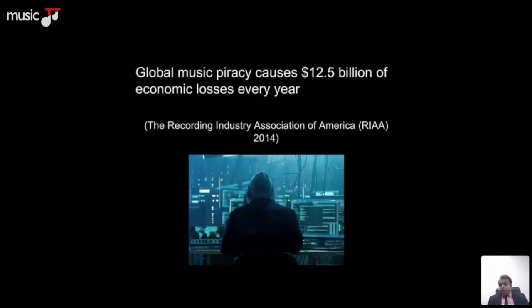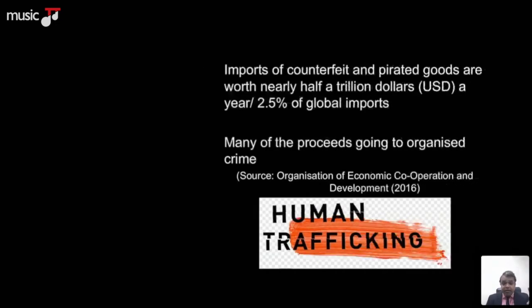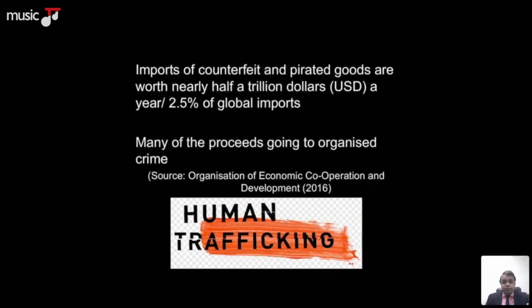Many of you might understand what it is to be a struggling artist and to not have your music appreciated. Well, this is what it is. It takes away money. And that's a 2014 statistic. It's even higher now. Import of counterfeit and pirated goods, you're talking about $500 billion around the world. $500 billion. And yes, many of the proceeds go to organized crime, including human trafficking.